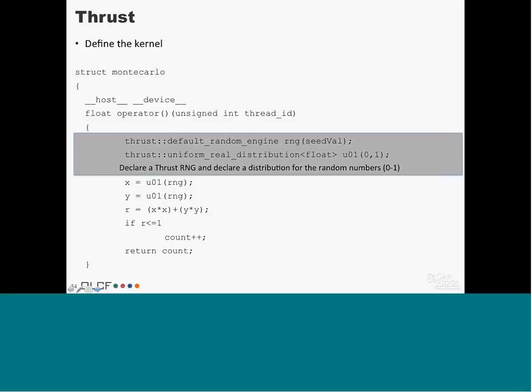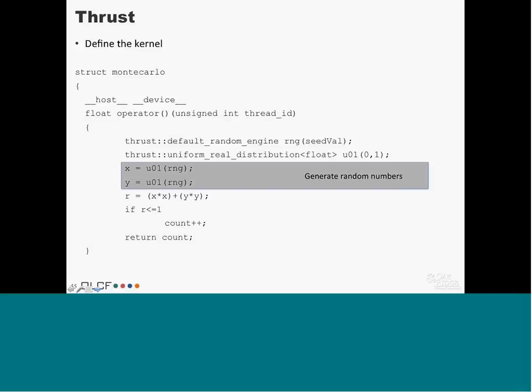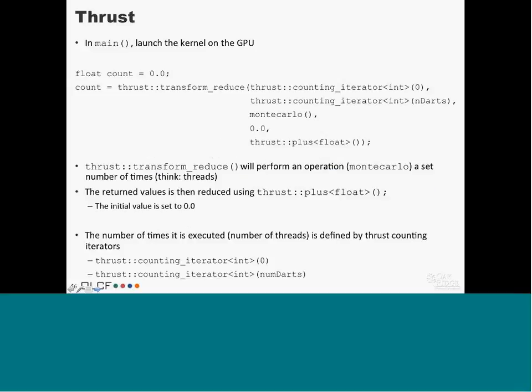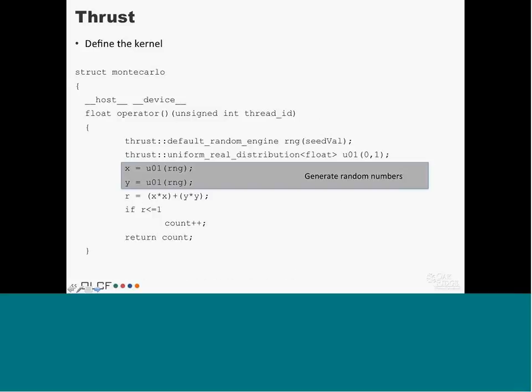What we do is set up a random number generator and a distribution from 0 to 1, because our circle has radius 1. We use this to get our random x and our random y value. We calculate to see if it's inside of the circle or not, and increment count. Since this is just 1 point, ultimately count will either be a 0 or a 1, and it's going to return that. Each thread will return a value.